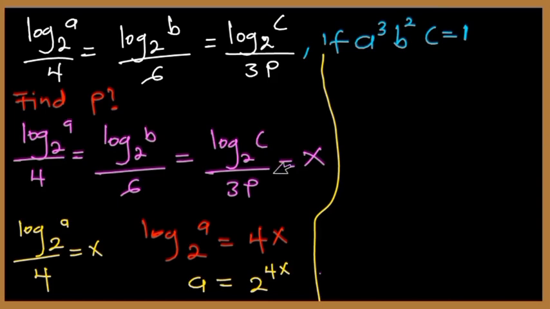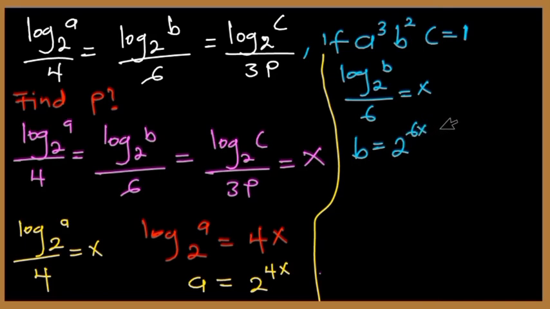Now I can also equate this one to x. So doing that, I have my log base 2 to the power b divided by 6 equals x. So going through the same process like how we did this, I will have b equals 2 to the power 6x.